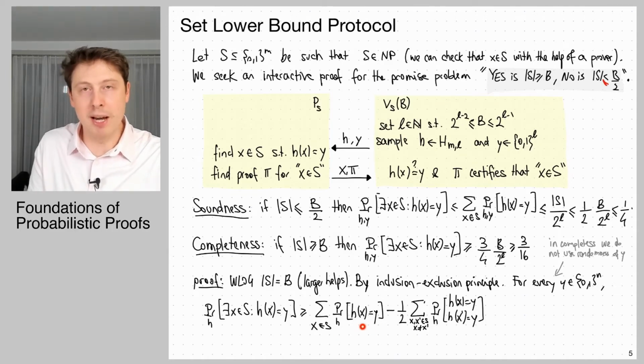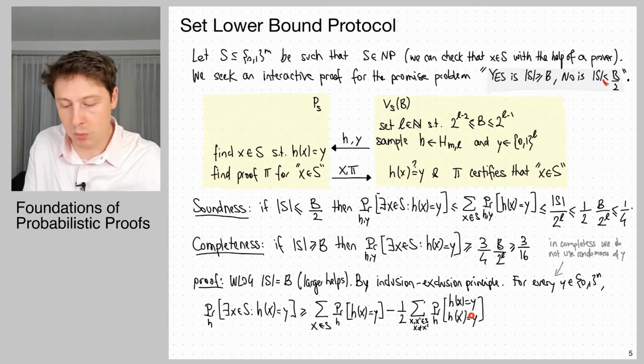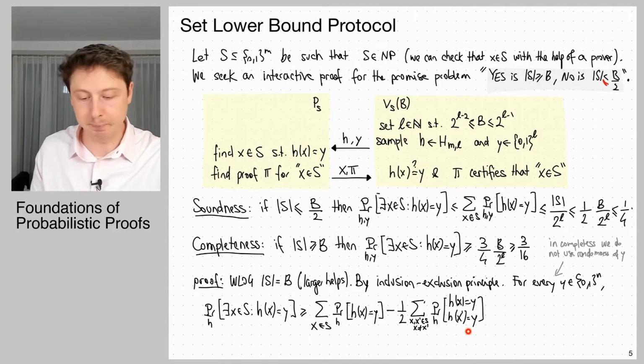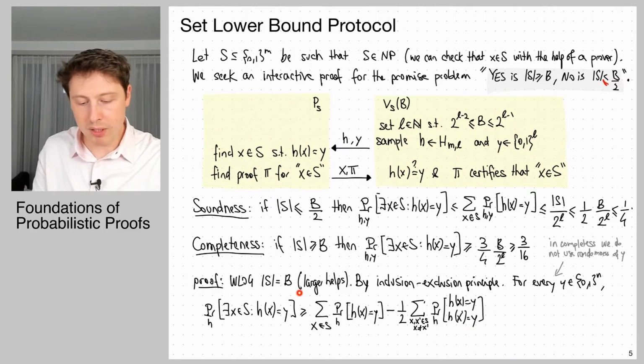But now this overcounts, right? And inclusion-exclusion says that because you overcounted here, you need to take away so that you're undercounting again. And so we consider all possible pairs x and x prime in S that are distinct, and we look at the probability that h of x equals y and h of x prime equals y. All right? So this is kind of the collision probability. So this is where we applied inclusion-exclusion.